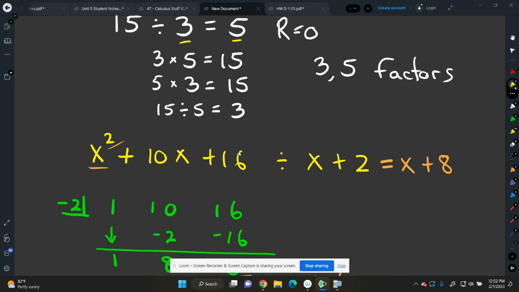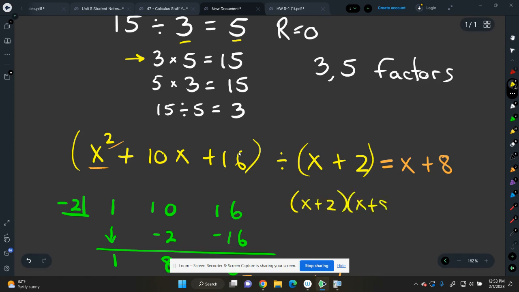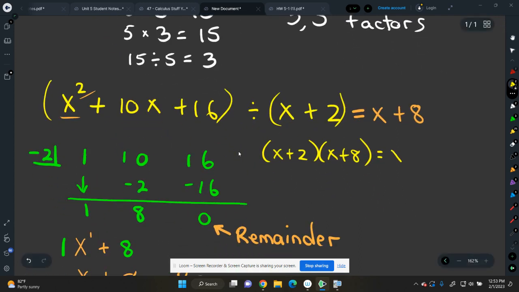Not quite. 15 divided by 3 equals 5. Jaden, you need to be taking notes. 15 divided by 3 equals 5. And you told me that means that 3 times 5 equals 15. Well, this divided by this equals x plus 8. What does that mean? x plus 2 times x plus 8. There you go. Now that we did that division, we know that x plus 2 times x plus 8 equals x squared plus 10x plus 16.